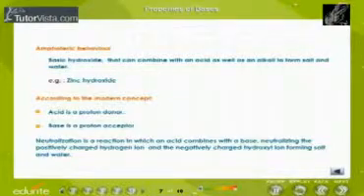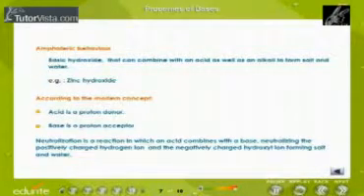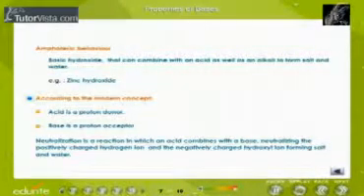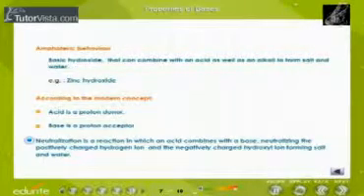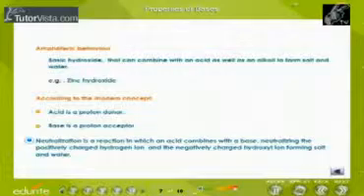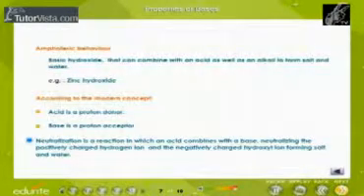Amphoteric behavior. Basic hydroxide that can combine with an acid as well as an alkali to form salt and water displays amphoteric behavior. For example, zinc hydroxide. According to the modern concept, acid is a proton donor and a base is a proton acceptor. Neutralization is a reaction in which an acid combines with a base, neutralizing the positively charged hydrogen ion and the negatively charged hydroxyl ion, forming salt and water.